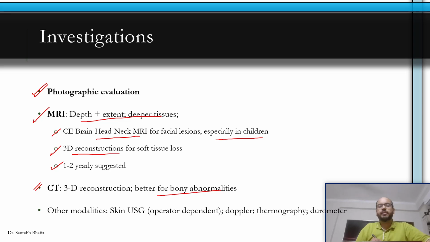Other modalities which can be used are skin USG, which is operator dependent, Dopplers, thermography, and durometer. Now, durometer is a way to find out the induration of a skin lesion. You can use it, but I don't think anybody has used it. I have not used it any time. So that is just for academic completion of the list. You may use a durometer too. Let's move forward.